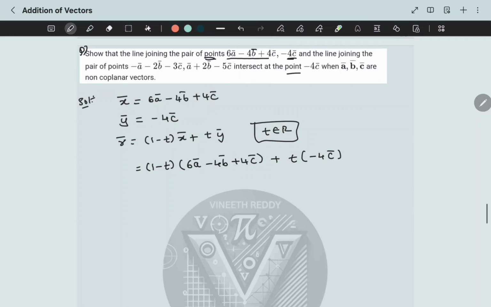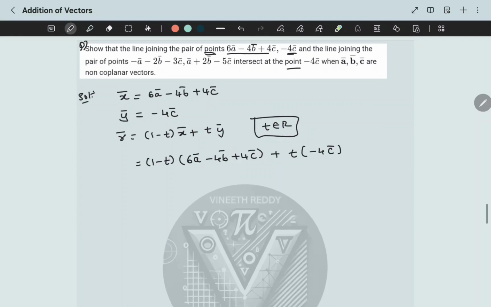I hope you understood this, right? So this should be clear. So then now we shall do one thing. We will separate A bar. So A bar into what will be the coefficient of that? That will be 6 minus 6T. And then B bar, we shall write B bar into minus 4 plus 4T. Dear students, please make an observation here.